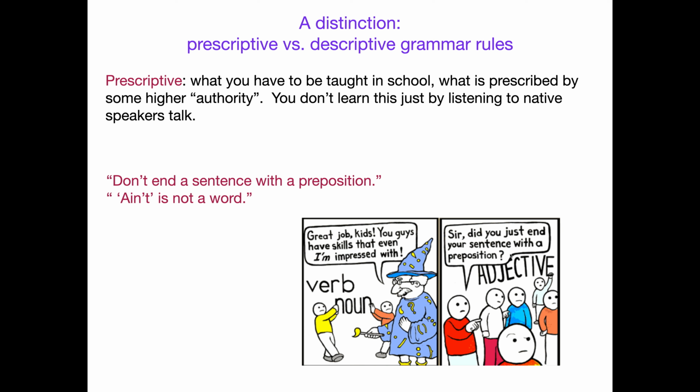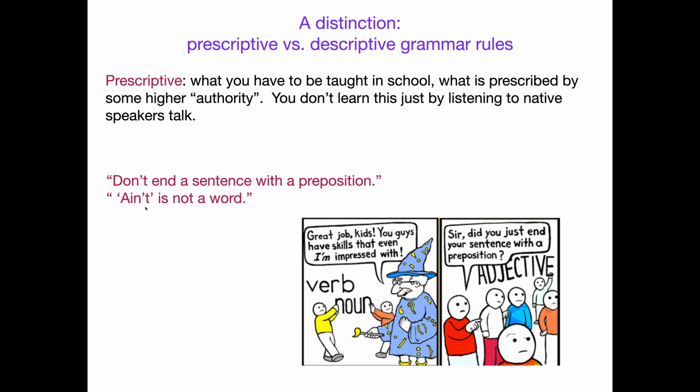But the children note, did you just end your sentence with a preposition? He sure did. So this makes it a prescriptive rule. Don't end a sentence with a preposition, because clearly we don't follow that, or at least this native speaker doesn't follow that in the way that he naturally and conversationally uses his language.